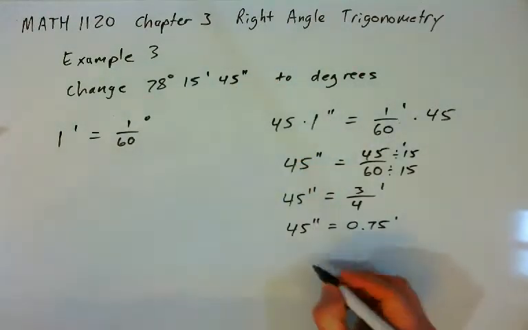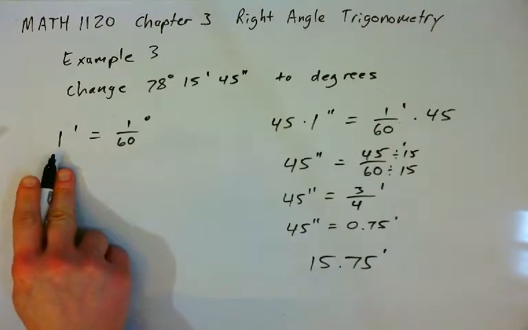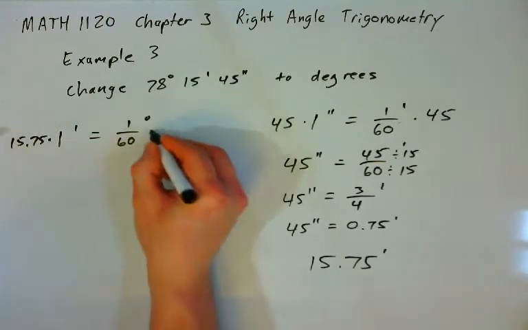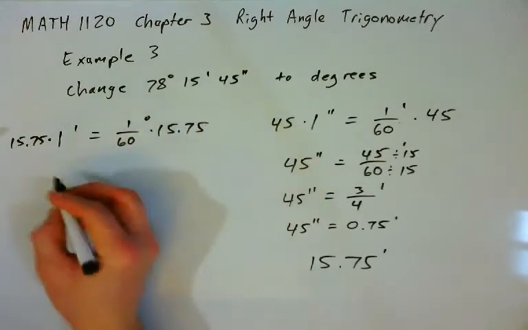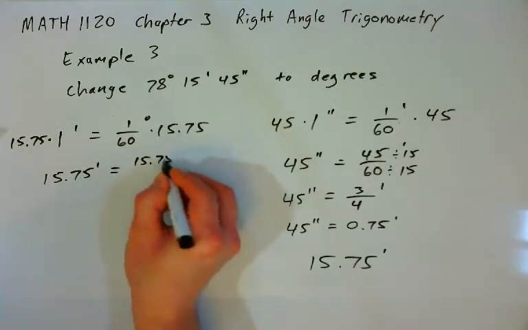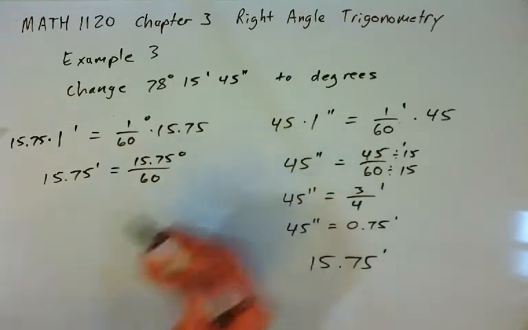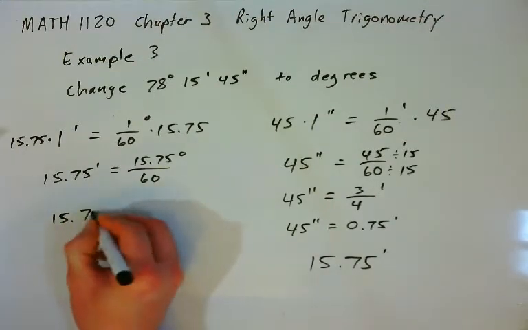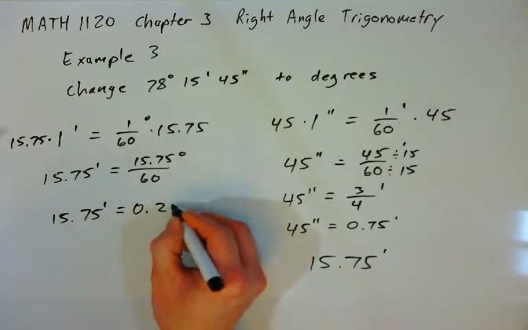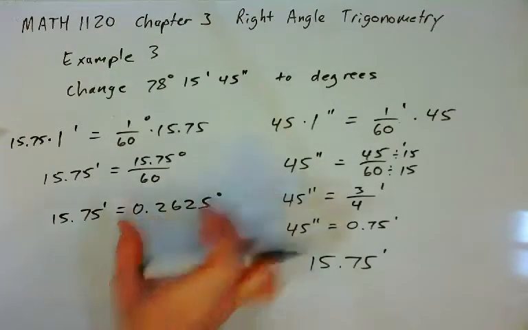So altogether we have 15.75 minutes. And again, I want to convert that to degrees. And so just like before, I'll multiply both sides by 15.75. And we get 15.75 minutes is equal to 15.75 over 60 degrees. And you can just use your calculator here to divide this out. 15.75 minutes is going to be equal to 0.2625 degrees. And so this is the decimal portion of this angle measure.